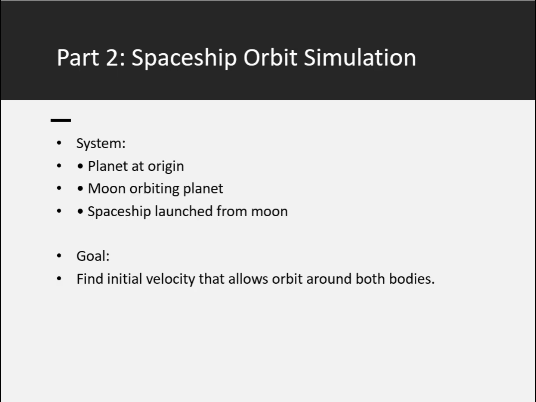By adjusting the initial velocity of the spaceship, I found a trajectory where the spaceship was influenced by both the moon and the planet, orbiting through a complex path without crashing. The initial velocity that produced this orbit was approximately 9.57 times 10 to the 4th meters per second.